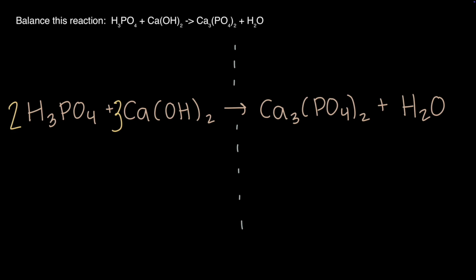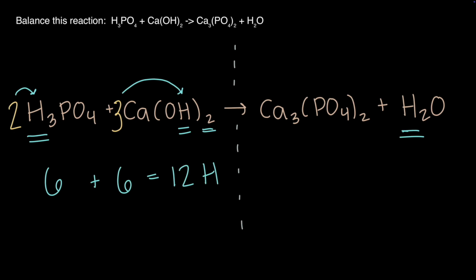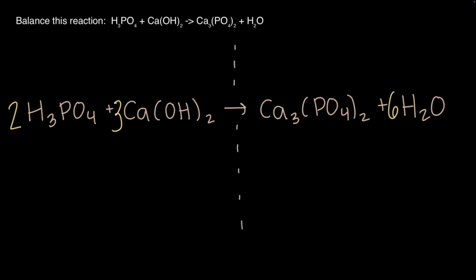The last two elements to balance are O and H. H is in one less compound, so it will be a little easier to balance than oxygen. Counting all the hydrogens on the left, we have 6 coming from 2H₃PO₄ and 6 coming from 3CaOH2 to make 12 hydrogens total. I can put a 6 in front of H₂O to make 12 hydrogens total on the right side. The last element is oxygen.